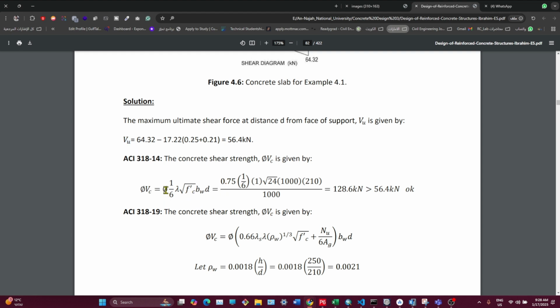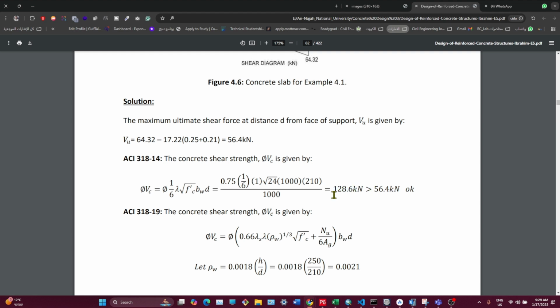Okay, so we have phi, which is a reduction factor for shear strength, to be 0.75. And according to ACI 318-14, shear strength capacity phi Vc is given by this formula. Again, lambda is equal to 1. It depends on the type of concrete, and since it's normal concrete, then it will be 1. The root square of f prime c, we have already given. B web, which is the width of the structural member, in this case the slab. So we take it as a strip, so it would be 1000 millimeter. And d is the effective depth, already given or computed. Therefore, we already have phi Vc.